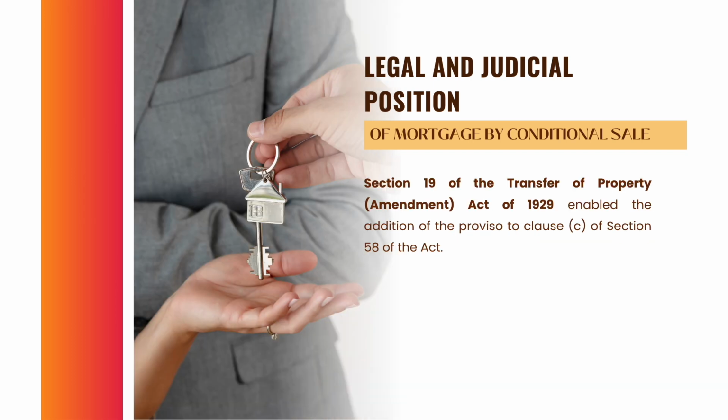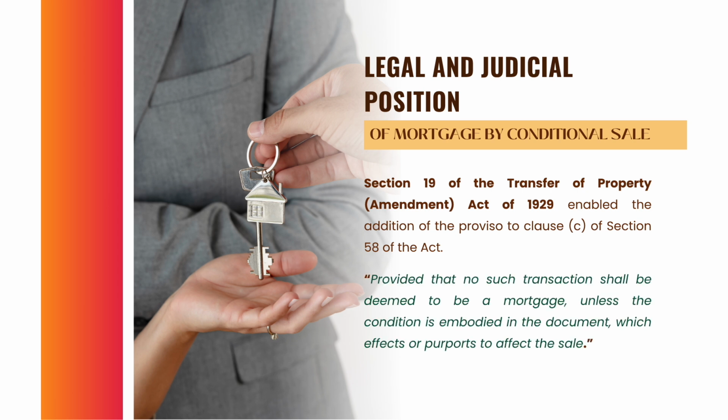Section 19 of the Transfer of Property Amendment Act of 1929 enabled the addition of the proviso to clause C of section 58 of the Act, provided that no such transaction shall be deemed to be a mortgage unless the condition is embodied in the document, which effects or purports to affect the sale.